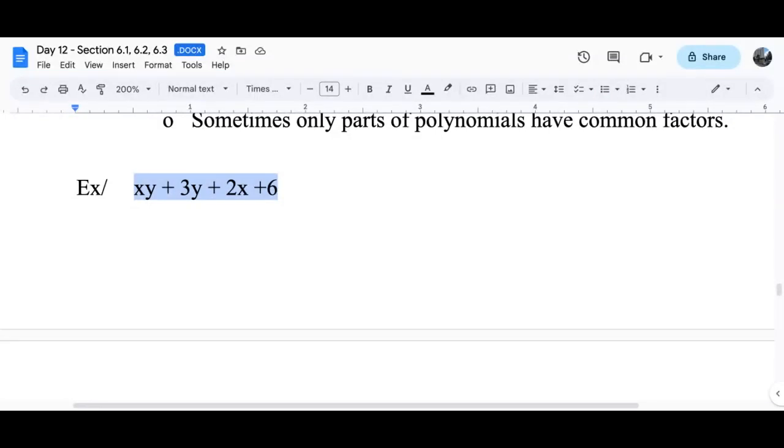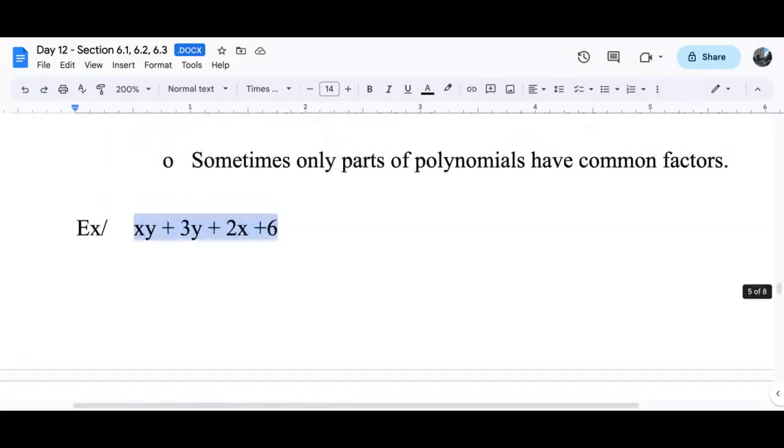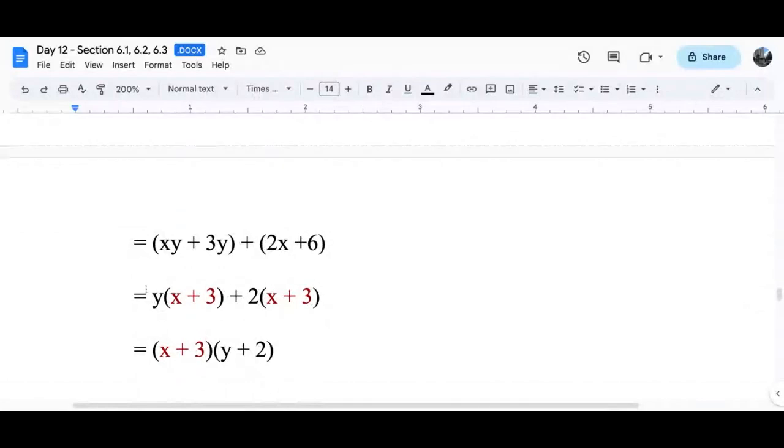Of xy plus 3y plus 2x plus 6. So we want to group them. We can group xy with 3y, and group 2x plus 6. Then for the first group, we can factor out y, because y is a common factor. Then we have x plus 3 left. And the second group, we can factor out 2. Then we also have x plus 3. Then x plus 3 is a common factor of those two. So we factor out x plus 3, and what's left inside parentheses is y plus 2.